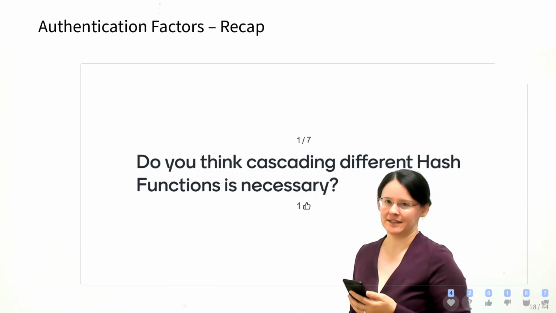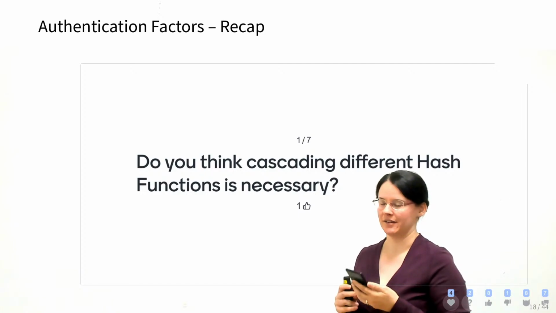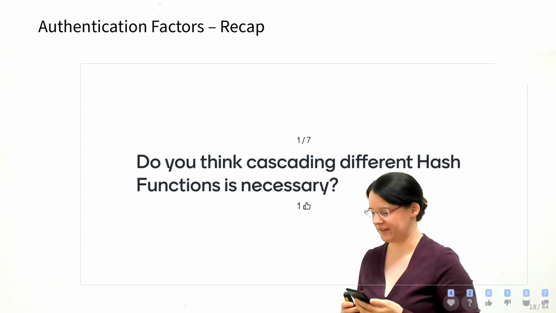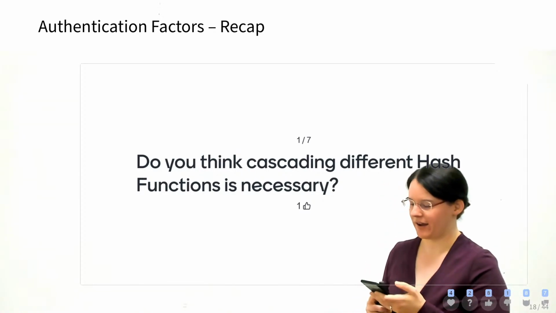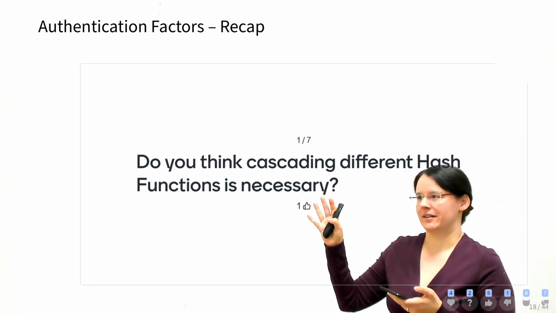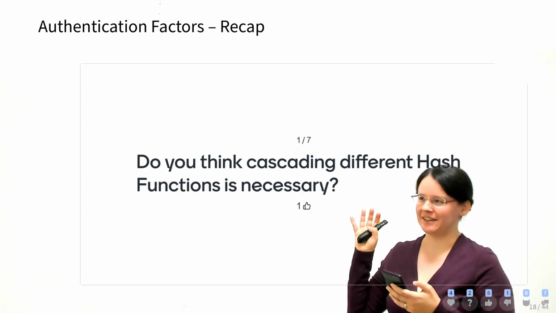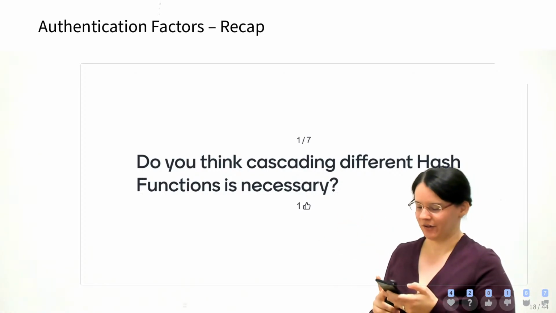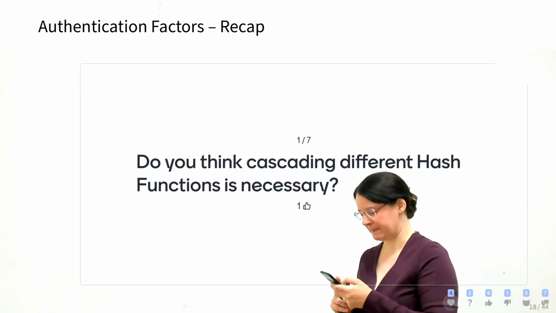I don't think it's necessary because I have a great amount of trust in the 2 currently standardized modern hash functions, SHA-2 and SHA-3. So I wouldn't cascade anything for that. This is more a cumbersome way to deal with outdated and slightly insecure or untrusted hash functions, which you shouldn't be using in the first place.